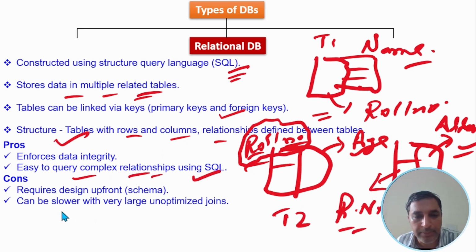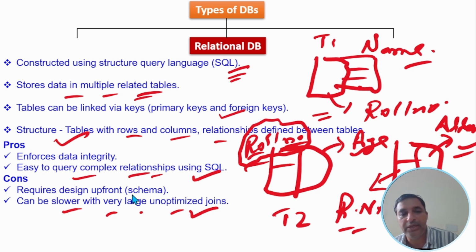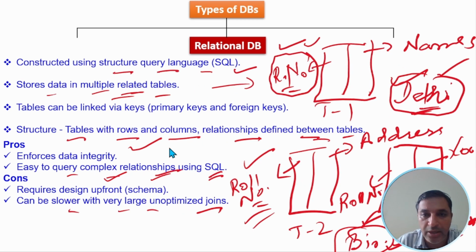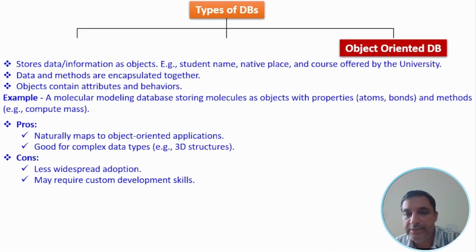However, they can be slower at certain times with very large unoptimized joins or relationships across the various tables. In addition, they require some design upfront, or schemas, for designing such databases. The third type of database is an object-oriented database. These object-oriented databases store data or information as objects.